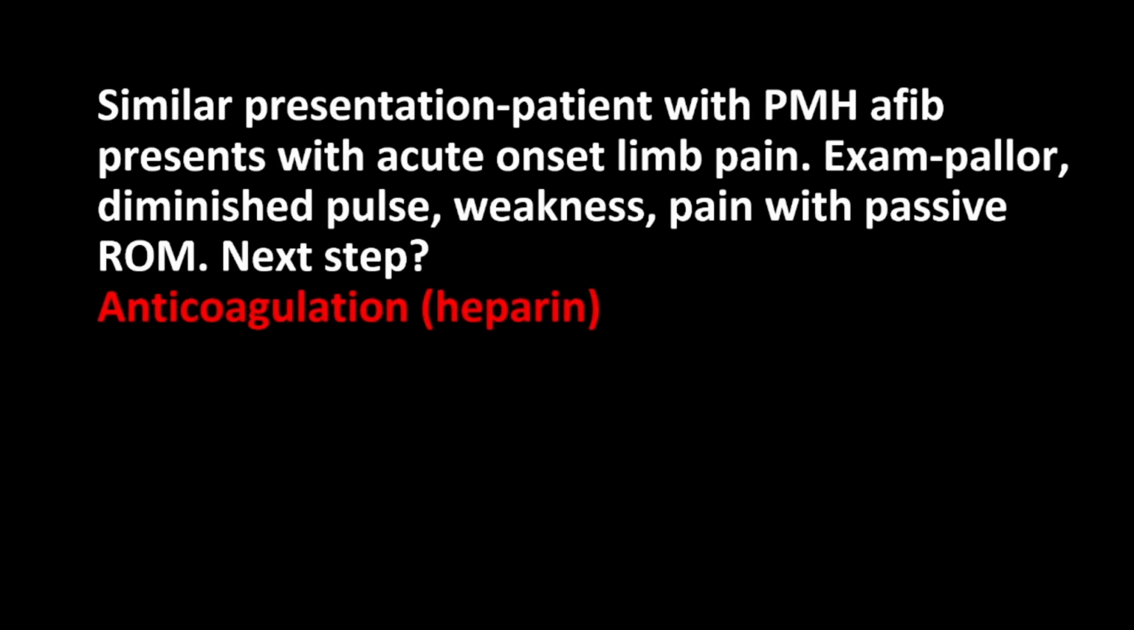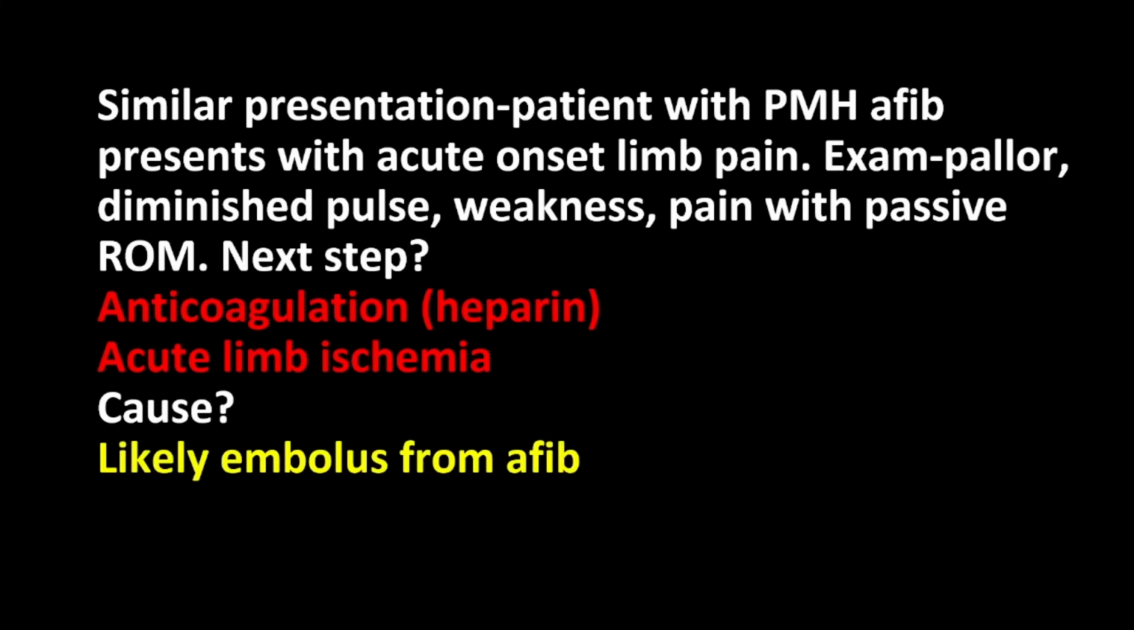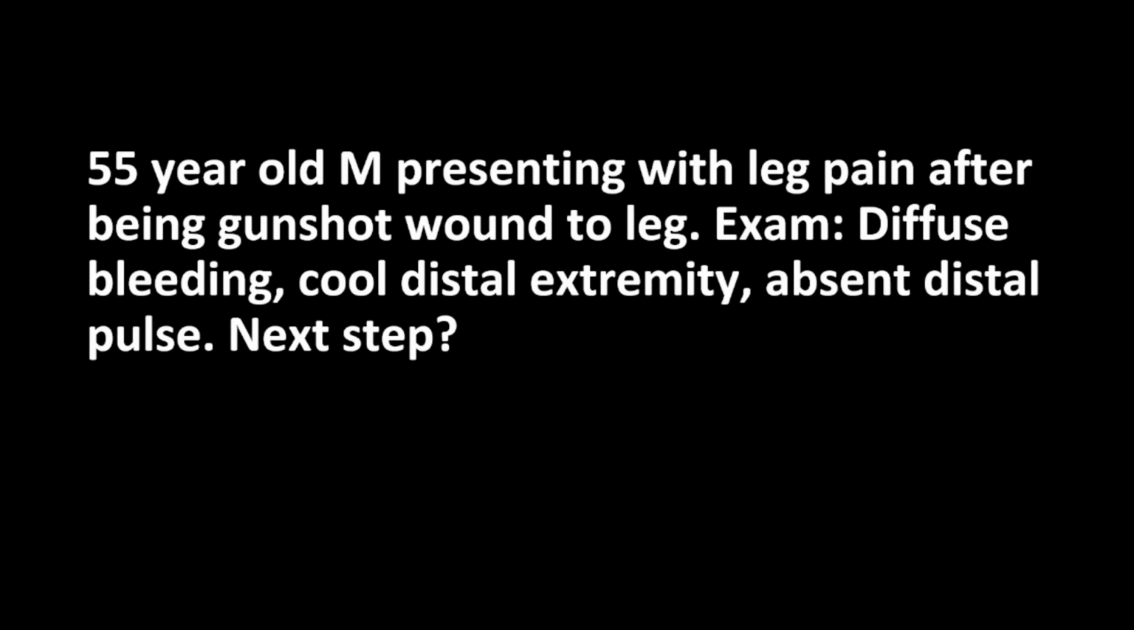So you should be thinking about anticoagulation, probably with IV heparin. And this would be an example of acute limb ischemia, probably due to a cardioembolic source, likely from the atrial fibrillation. Next, let's say we have a 55-year-old gentleman presenting with leg pain after a GSW to the leg. On exam, you note diffuse bleeding, a cool distal extremity, and absent distal pulses. What is the next step in management?